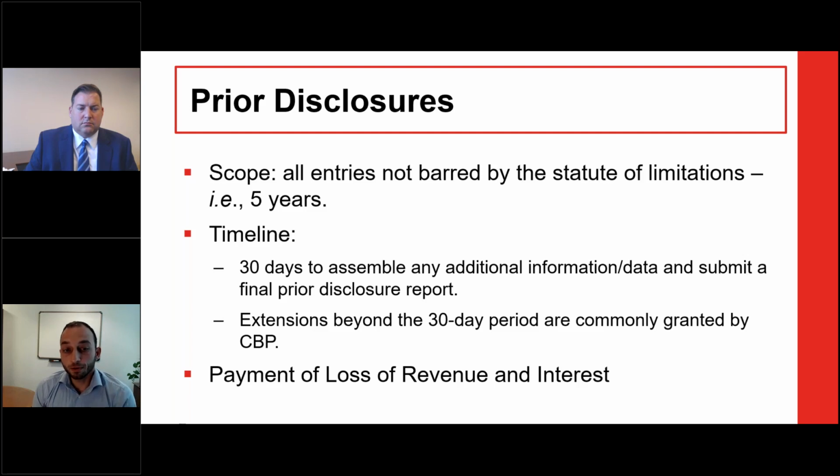And once you're ready to submit your final report, you can either tender the payment of loss of revenue and interest to CBP with that final report, or you can wait for CBP to calculate the actual duty loss, and then you will need to make that payment within 30 days after that. But of course, once you make the payment with the final report, then you will stop the accrual of the interest. So in general, it's advisable to make the payment when you're submitting your final disclosure report.